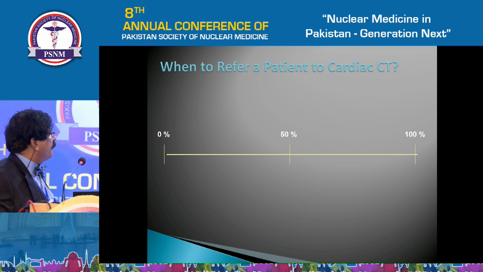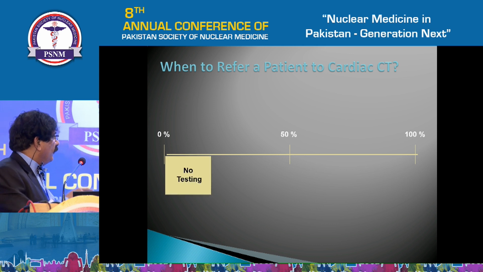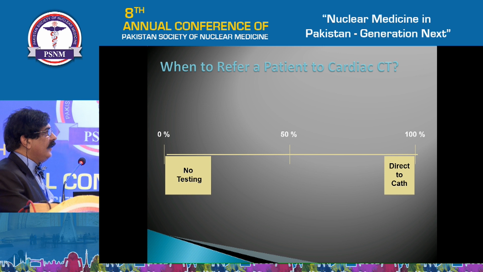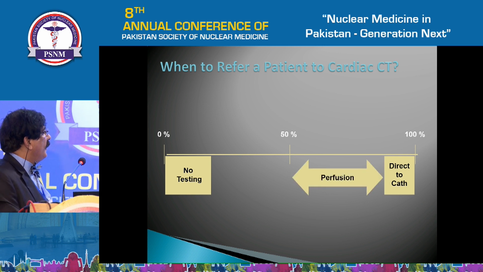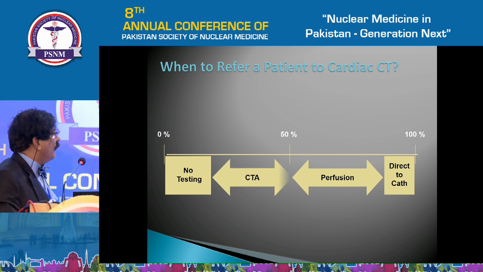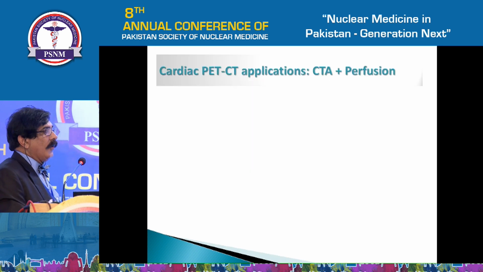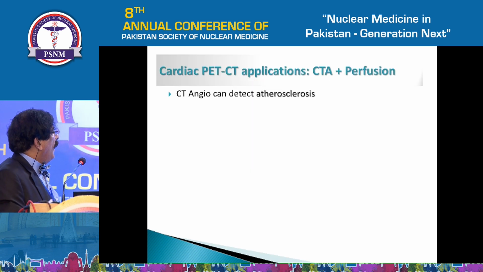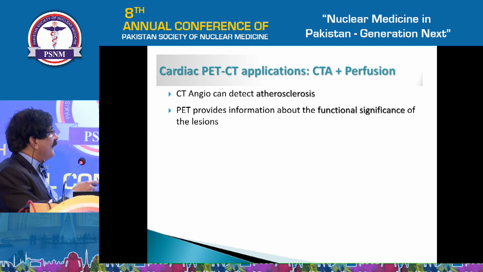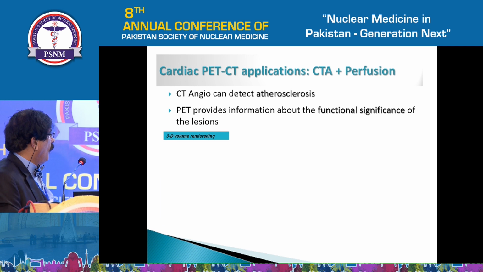So when to refer a patient for cardiac CT? When it is low, you don't do anything. When it's high, proceed to invasive coronary angiography. When it is moderate to high, you go for the perfusion scan, and you go for a CT angiography when it's low to moderate. Now we also have hybrid PET-CT, with a CT component which can detect atherosclerosis, with the functional significance of that particular lesion provided by PET or SPECT.